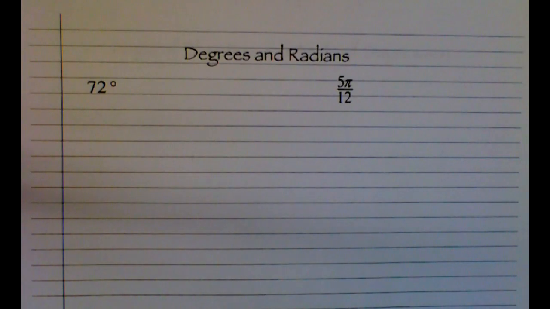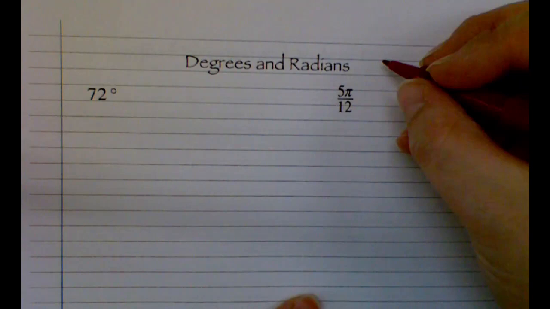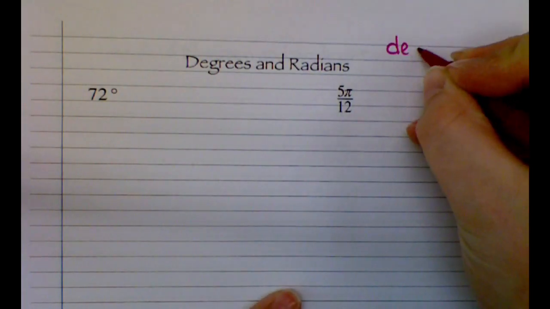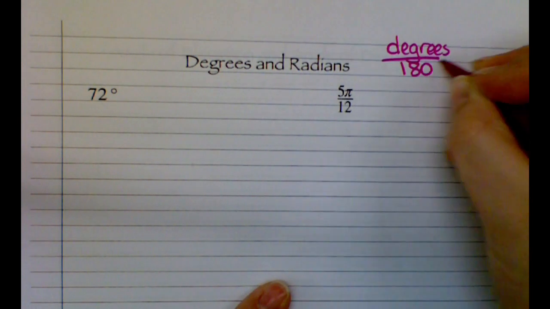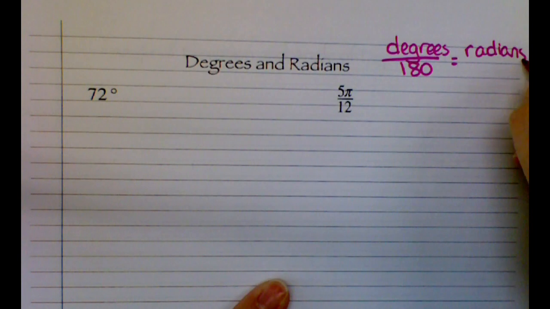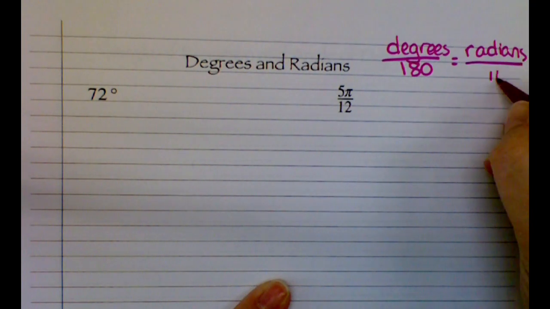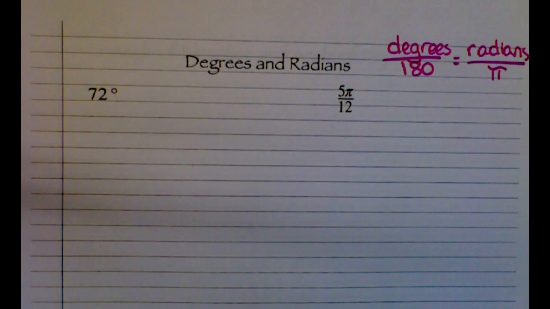We also talked about degrees and radians. Remember, degrees and radians are both just ways to measure angles. They mean the same thing, just written a little differently. The conversion to remember for degrees and radians is degrees over 180 equals radians over pi. If you remember that one proportion, you can find any conversion you need.